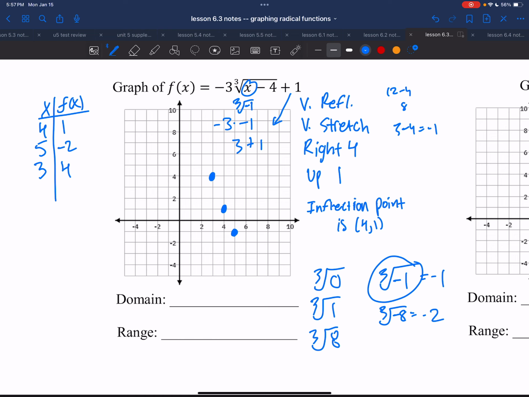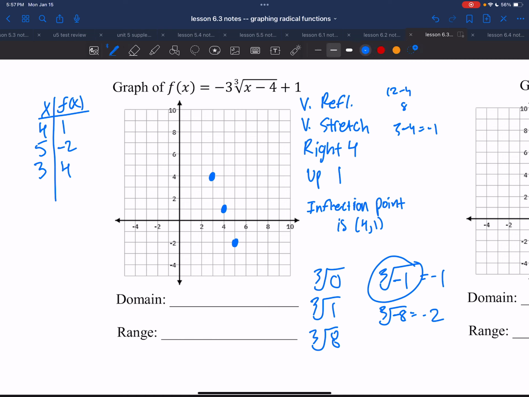Now look, that is 3 points. But it might help to have some more if we can find some more. I know we didn't find 12 very well. Also, silly me, look at me. This is 5 comma negative 2. So I just noticed that I graphed that point wrong. Okay. So we've got 3 points, but could we find one more?